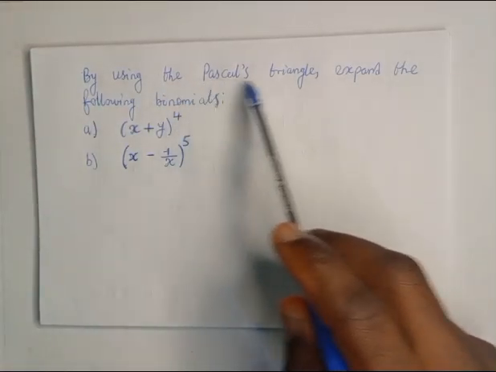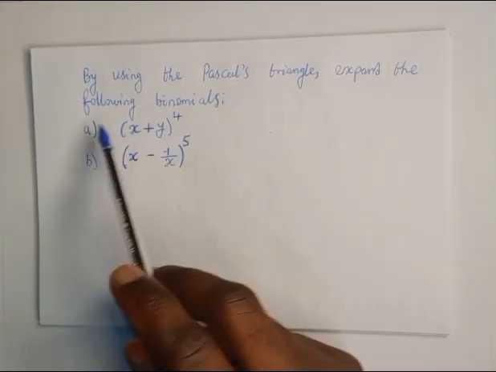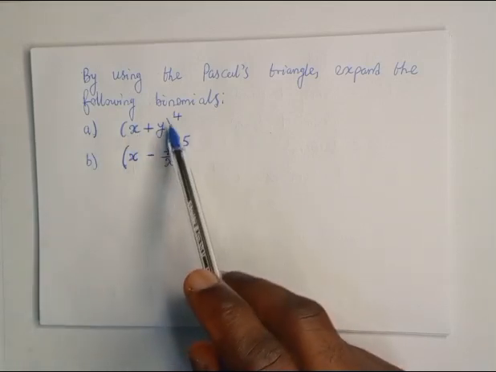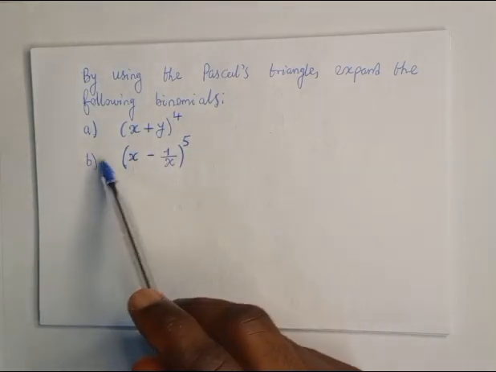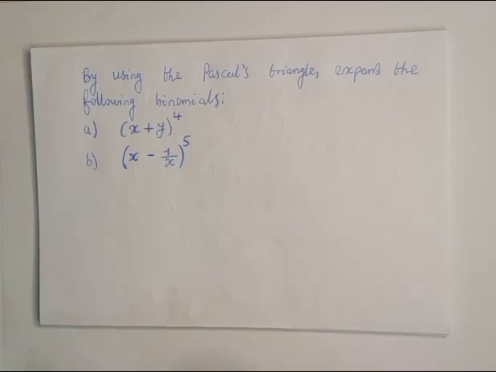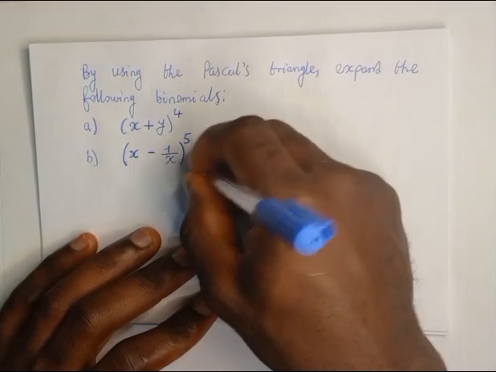By using the Pascal's triangle, expand the following binomials. For A, we have x plus y, all that raised to the power 4. B, we have x minus 1 over x, all that raised to the power 5. Let's take the solution.